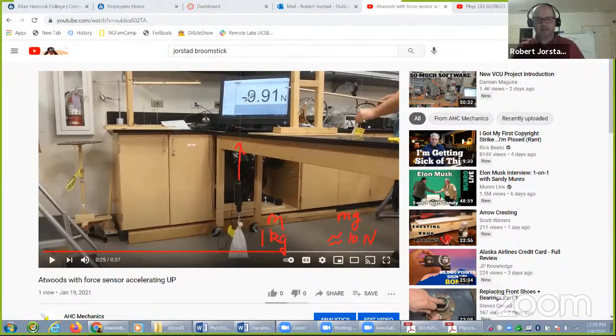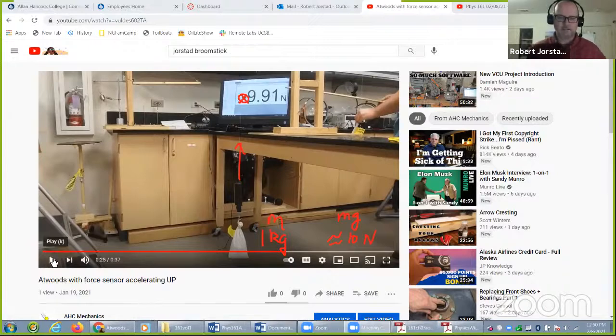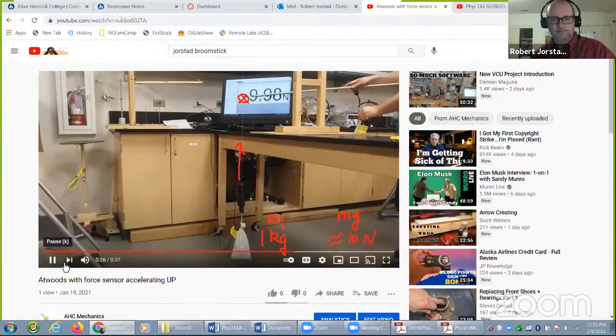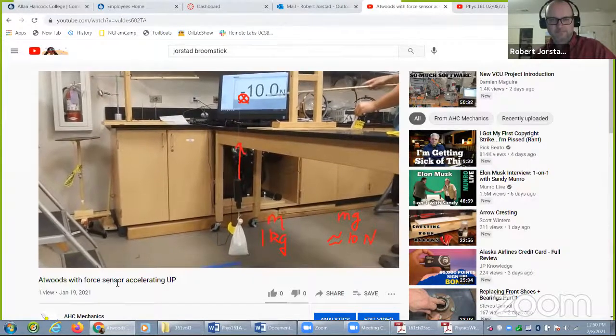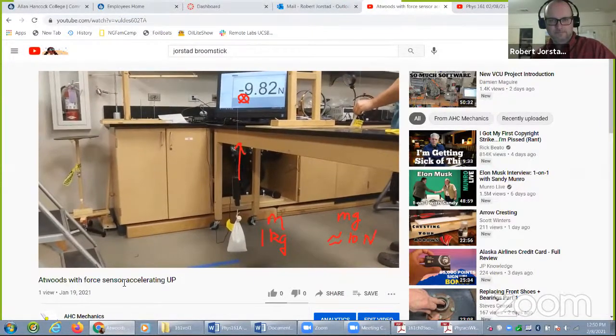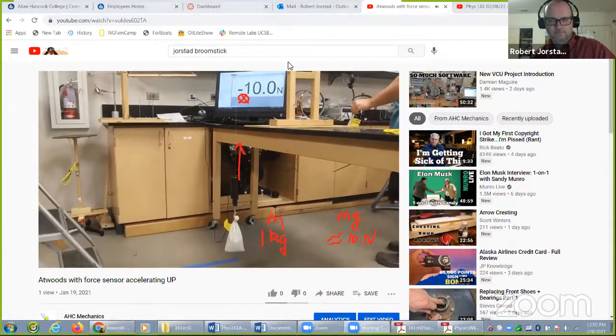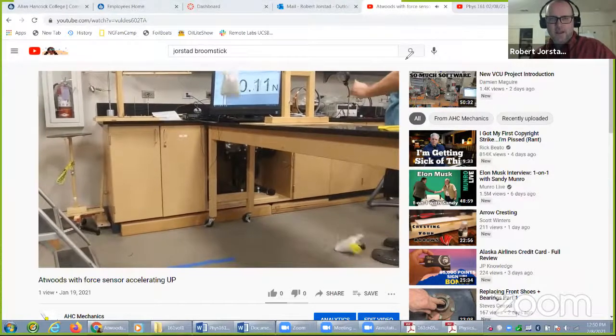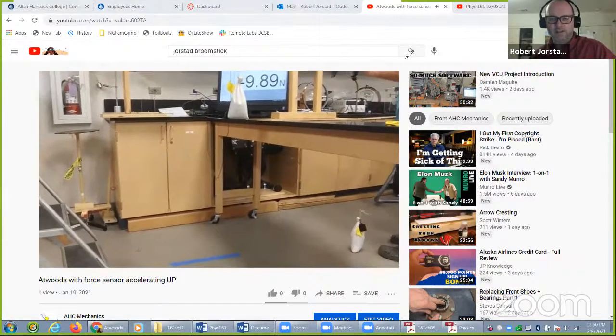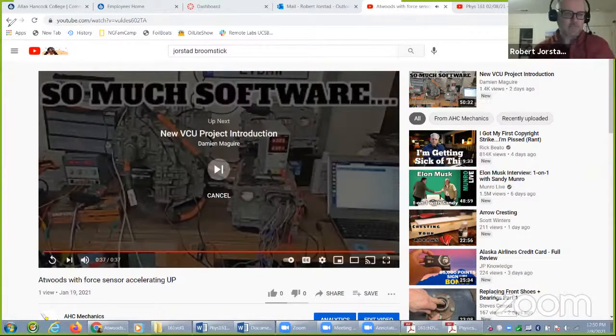Again, ignore the minus sign here, just get the magnitude. When I hit play, we're going to look at the acceleration upwards. What should happen to the scale reading? And so while it's accelerating upwards, we see the tension exceeds that.